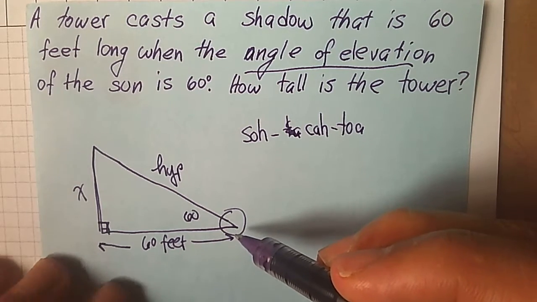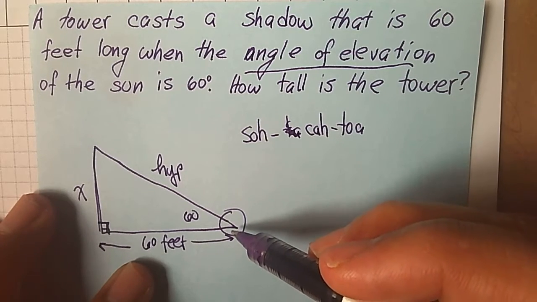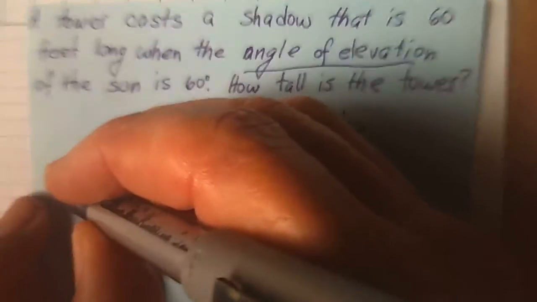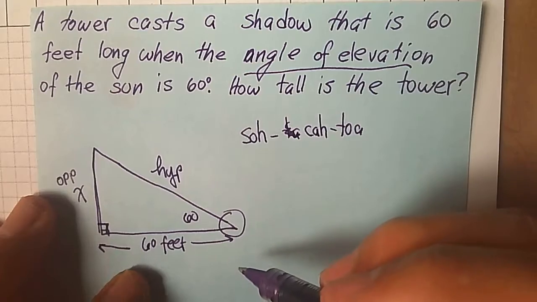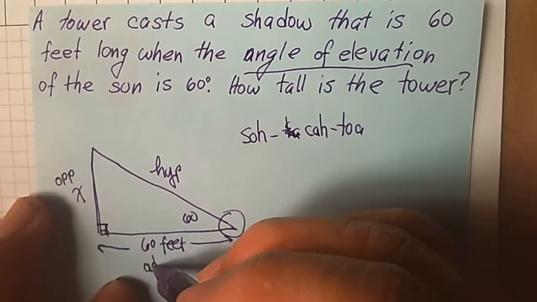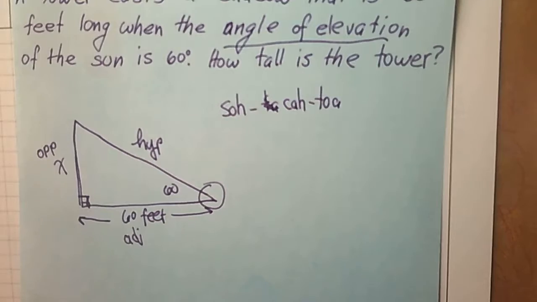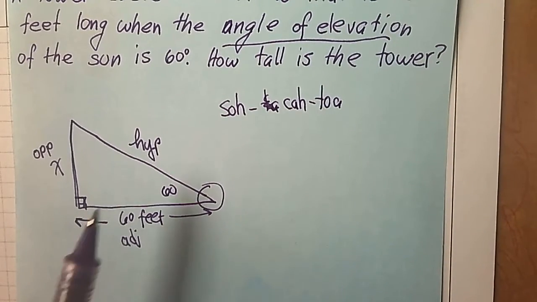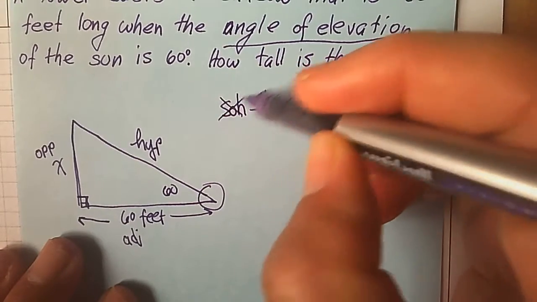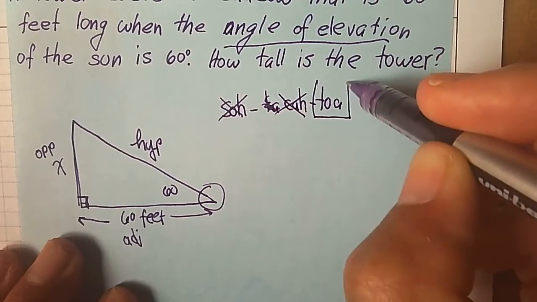I have to decide what is x and what is 60. Okay, the x is the side that is furthest away from the 60, so this is known as the opposite side. Now, if this is the opposite and this is the hypotenuse, this has to be the adjacent. Now, I have to use the one that has opposite and adjacent. I don't need hypotenuse. SOH has hypotenuse, I don't need that. CAH has hypotenuse, I don't need that. So the only one that I need is the TOA.